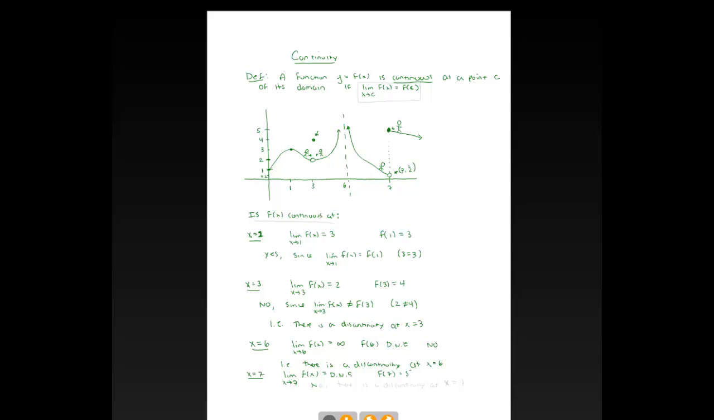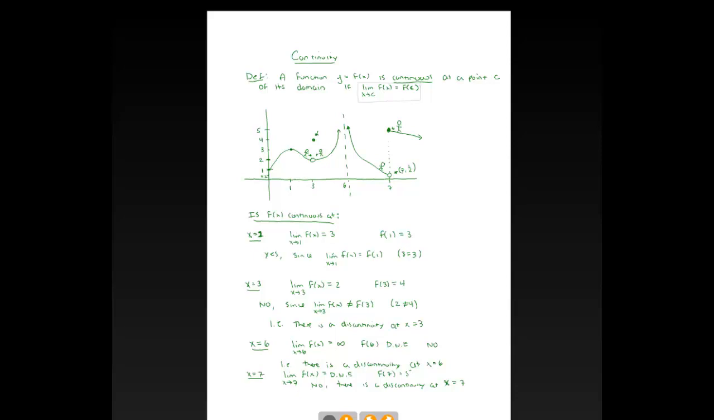So the answer to this question, is f of x continuous at x equals 7? The answer is no. And again, that means there's a discontinuity at x equals 7.